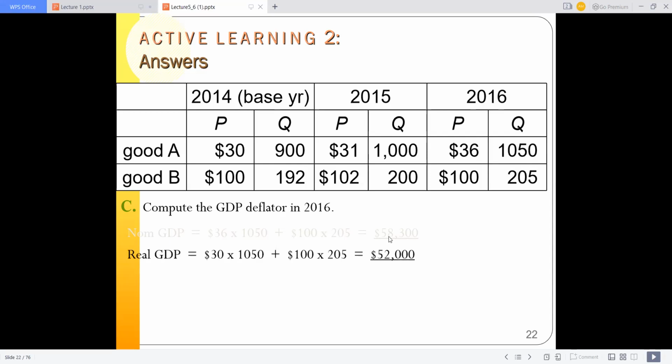Going forward, they had to compute the real GDP. Now they had to use the base year price. So they picked this 30, multiply by 1050 that you could see here. They pick this 100, multiply by 205, and they have this. Very, very simple.